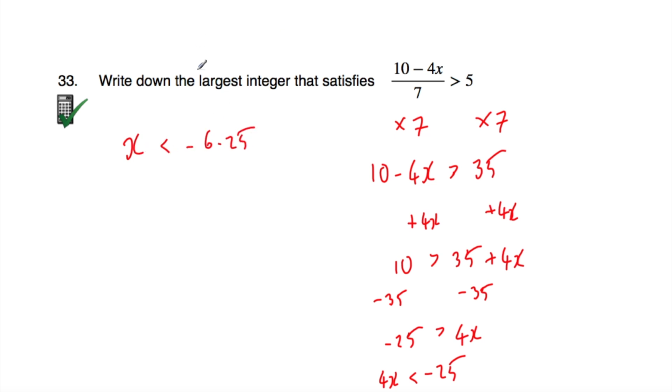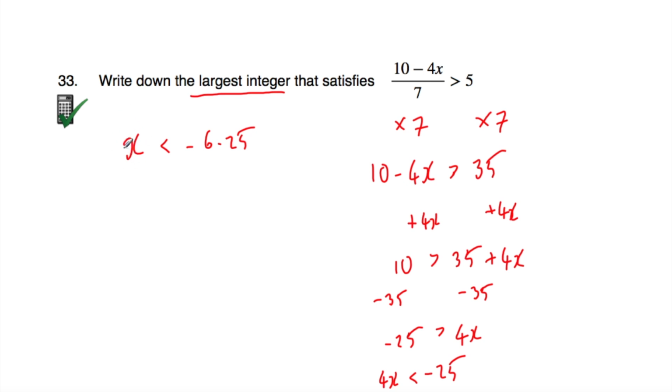So if we go back up to the question, we're asked what's the largest integer. So the largest integer that satisfies this. So we know that x is anything that's less than minus 6.25, so minus 20, minus a million, minus a billion. But the largest integer that would work here would be minus 7, because minus 7 is the biggest value that this value of x could have.